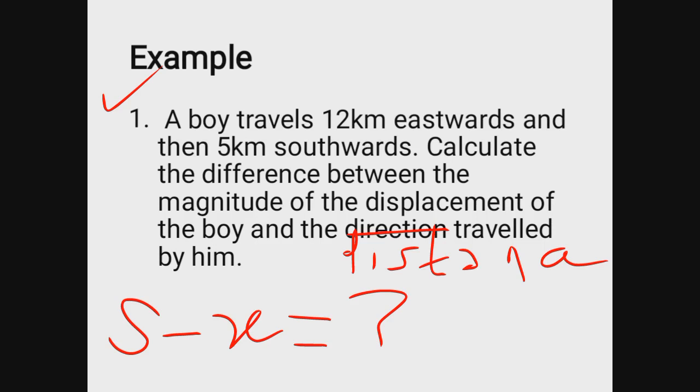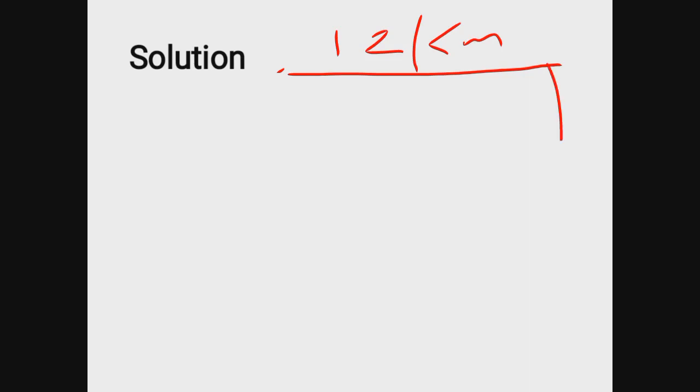And in doing that, let's use the next slide to try that question. So now, onto the next slide. First, let's put the diagram down. If we assume that the boy started from this point, then he traveled 12 kilometers east. Then he later changed his course and now moved 5 kilometers south.